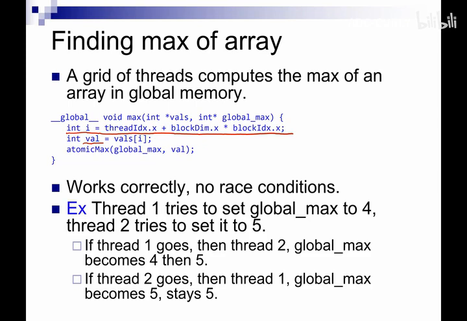If you run this code, this is going to work correctly, and in fact it doesn't depend on the interleaving at all. For example, if the first thread read a value of 4 and another thread read a value of 5, then whichever order the threads execute in, global max is going to end up at 5, assuming that global max is less than 5 right now.